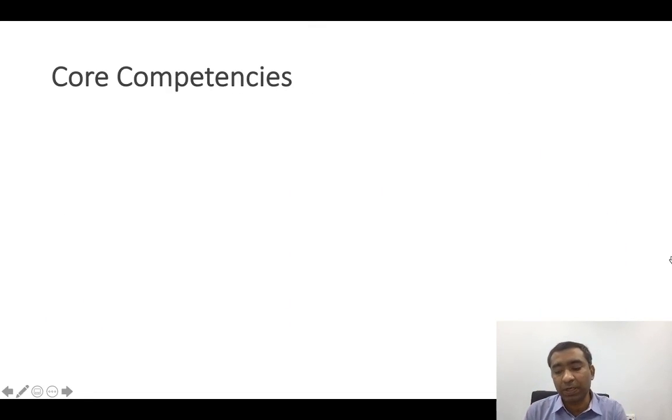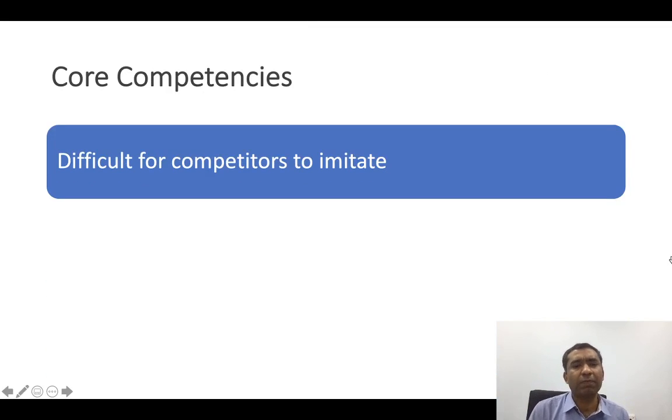Now, core competencies. For the core competencies, be careful. Remember, they should be difficult for customers or competitors to imitate. They should not be able to create it on their own. Imitate means easy to replicate, so it should be difficult to replicate. It should be your own competency. Nobody else can develop or manufacture that product, or that specific competency, as easily as you can.